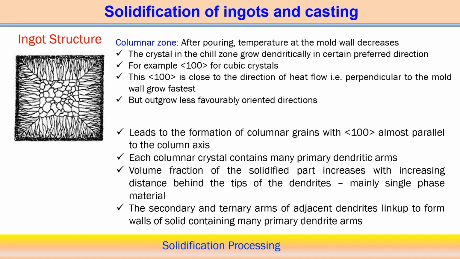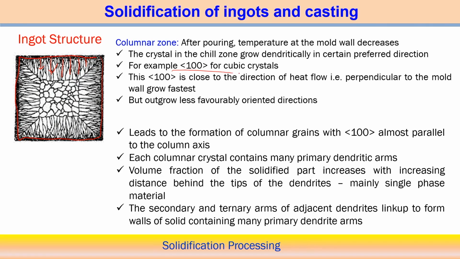Now, if we try to look into the columnar zone, the first one here is the chill zone. We can see this part, and now this is the columnar zone. It will follow a columnar structure. In this case, after pouring, the temperature at the mold wall will decrease, and then crystals grow in the chill zone, and after the chill zone, they will grow perpendicular to the mold wall, and sometimes in a certain preferred direction.